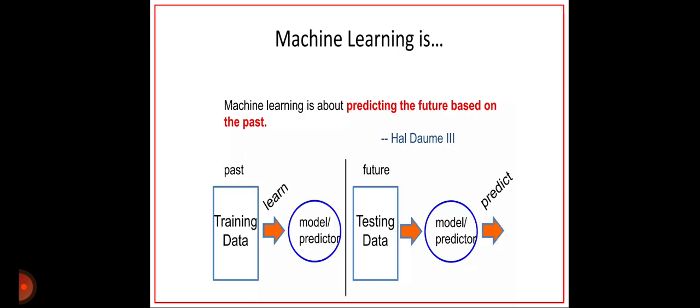Machine learning is about predicting the future. We see that past data is given. We use the past data for training, and by means of that, it learns. It gives the model or predictor. Then for the future test, we test with new data, and this model is ready for predicting.